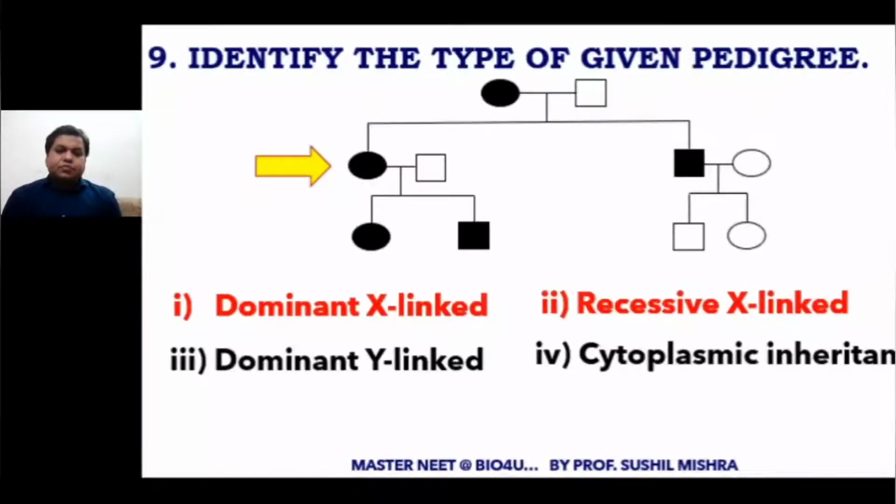Next case. Here, if you look, female is having disease. If female is having disease, then it cannot be Y-linked, because Y-linked is always seen in case of male. So if 3 options are eliminated, by default my answer becomes cytoplasmic inheritance. Now remember, mitochondrial DNA or chloroplast DNA, they represent cytoplasmic inheritance. Cytoplasmic inheritance is always maternal inheritance.